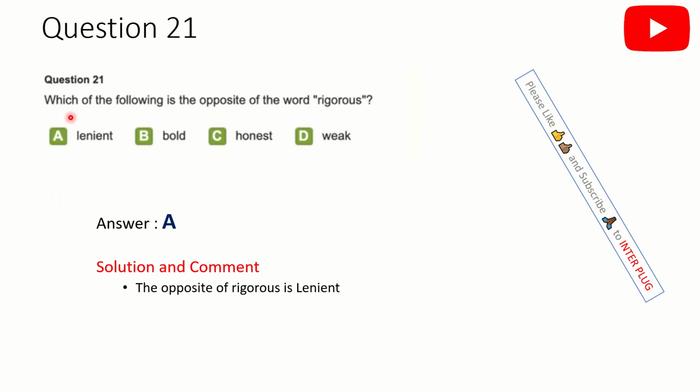Question 21. Which of the following is the opposite of the word rigorous? That's lenient, right? If you're not rigorous with the work you're handling, you're taking it lightly. You're lenient about it, okay? So the answer here is A.